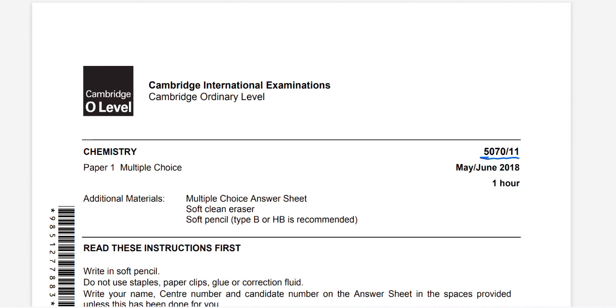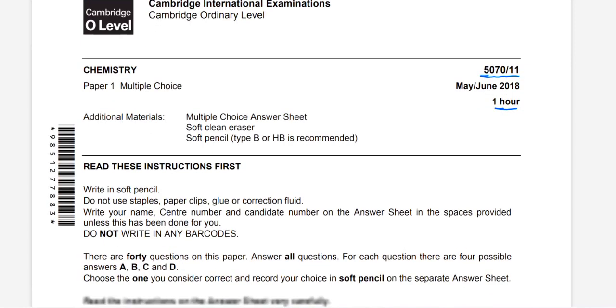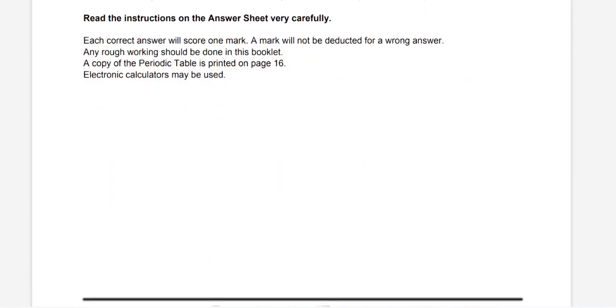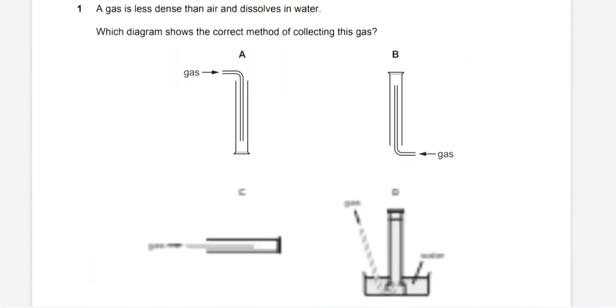Paper 507011, made in 2018. This is a multiple choice paper with 40 marks and the time is 1 hour. Let's move towards the first question.